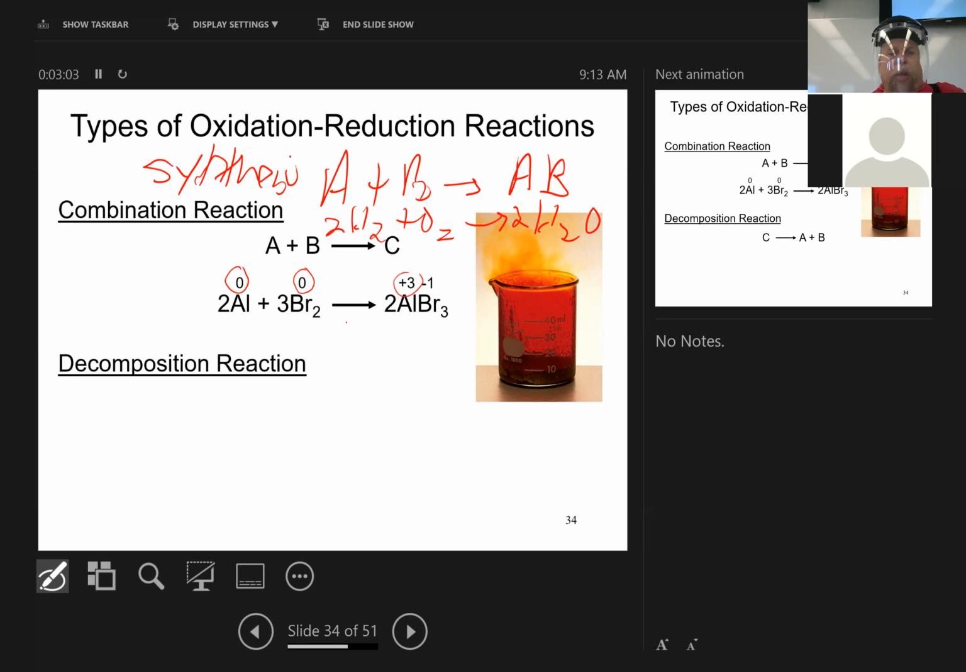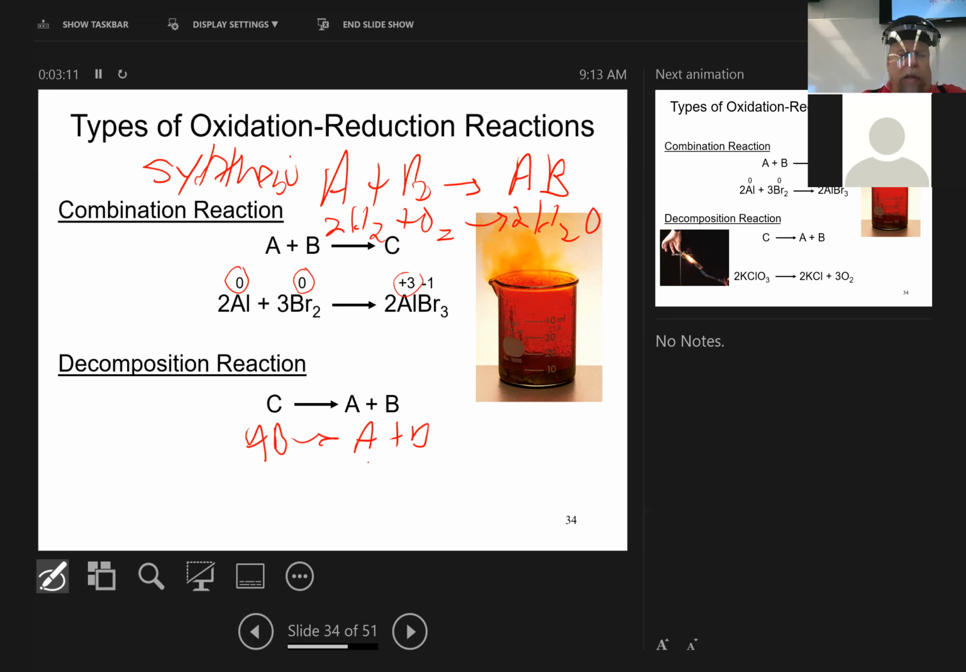The decomposition reaction is the other way. So essentially that is AB goes to A plus B, going the other way. And an example of that would be lead sulfide goes to lead plus sulfur. Okay, so there's a whole variety of different examples of those kind of things.